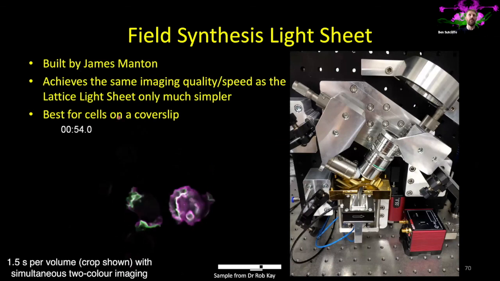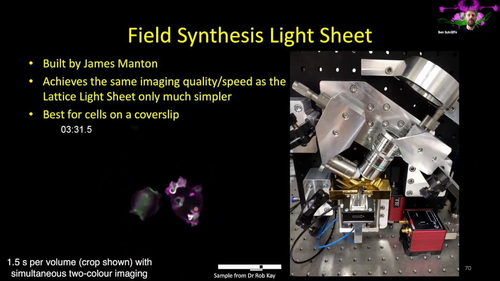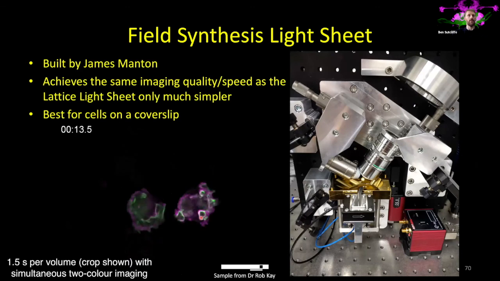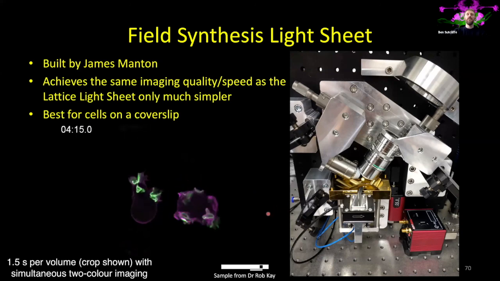And it's best for cells on a cover slip. So here, these are dictyostelium, extremely fussy beasts to image. They just like to die when you try and look at them. But here, James has managed to image them for over 10 minutes, and they just happily go around doing their macropinocytosis, as happy as if they were in a dark room. And this is a sample from Rob Kay, and he's really happy with this microscope.